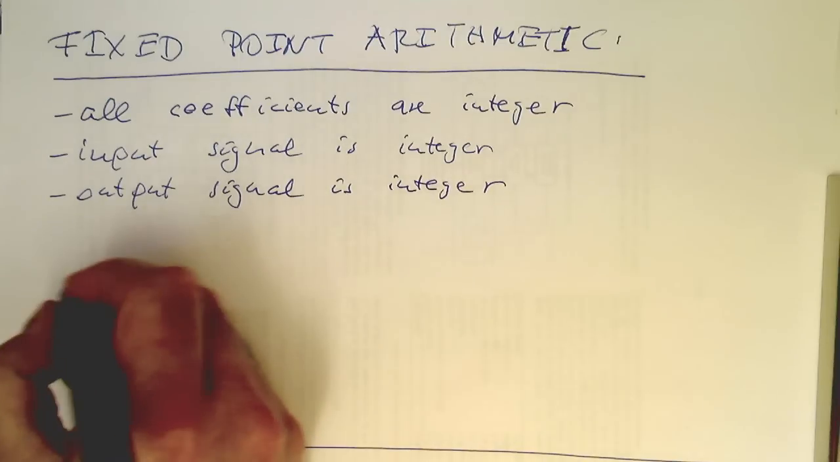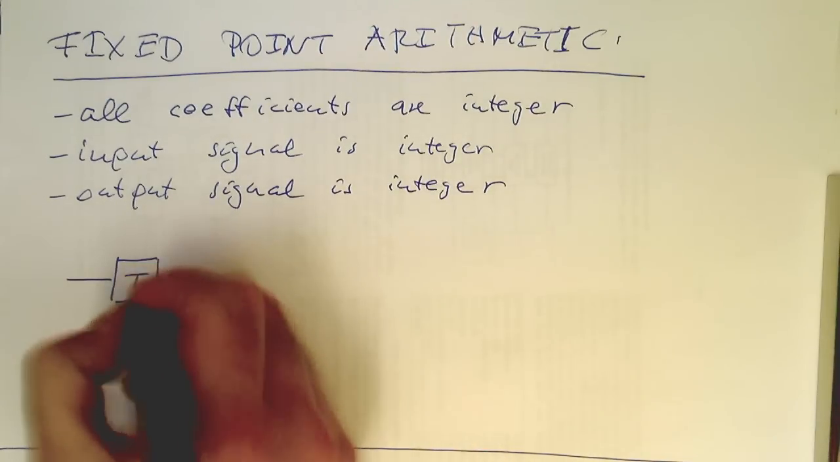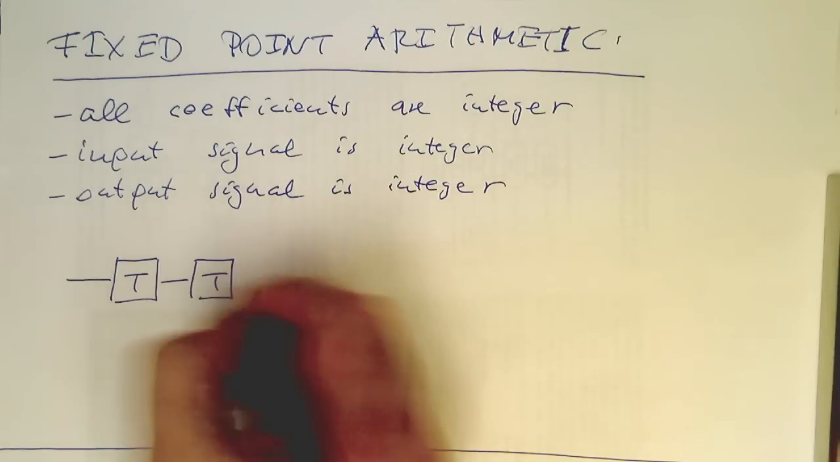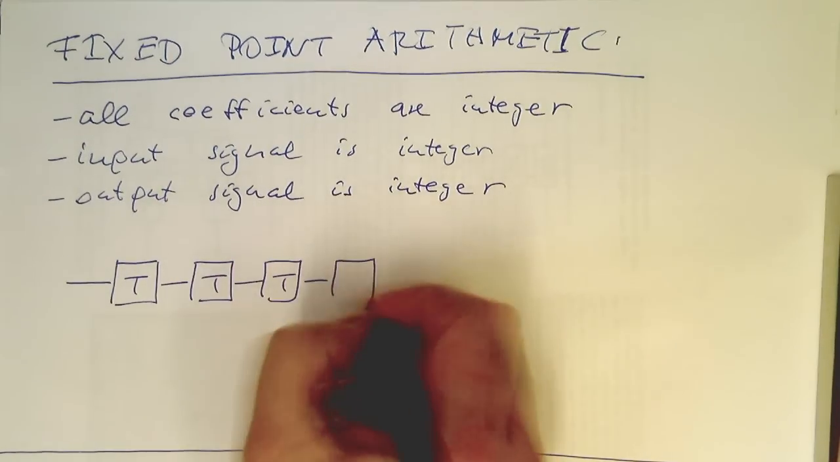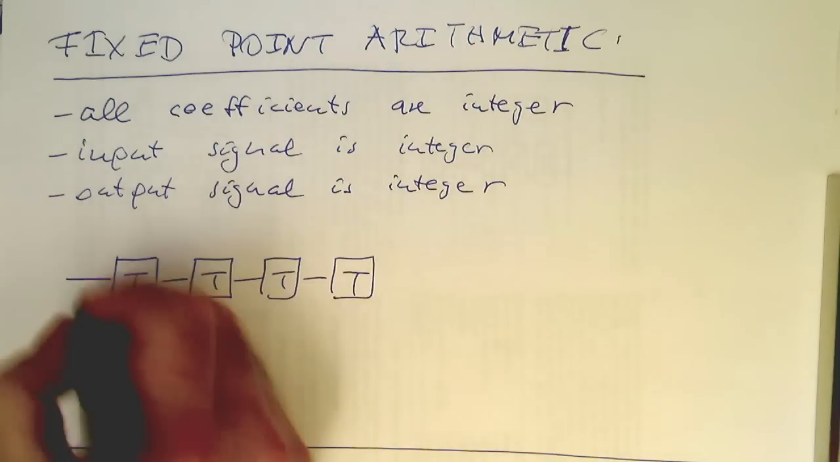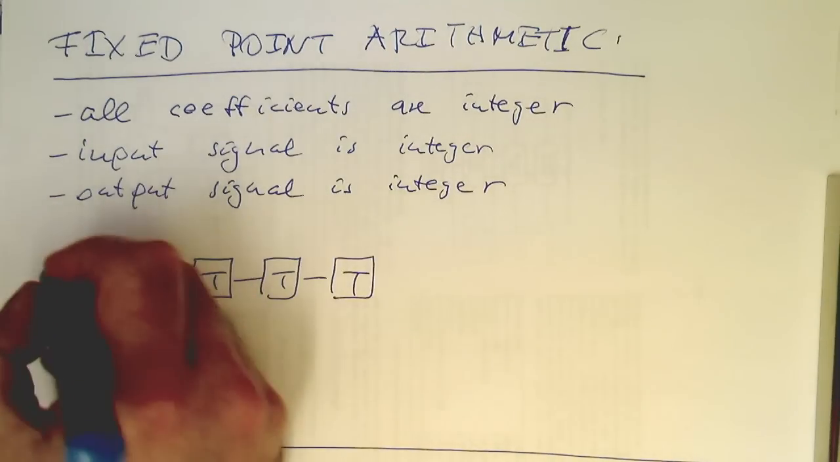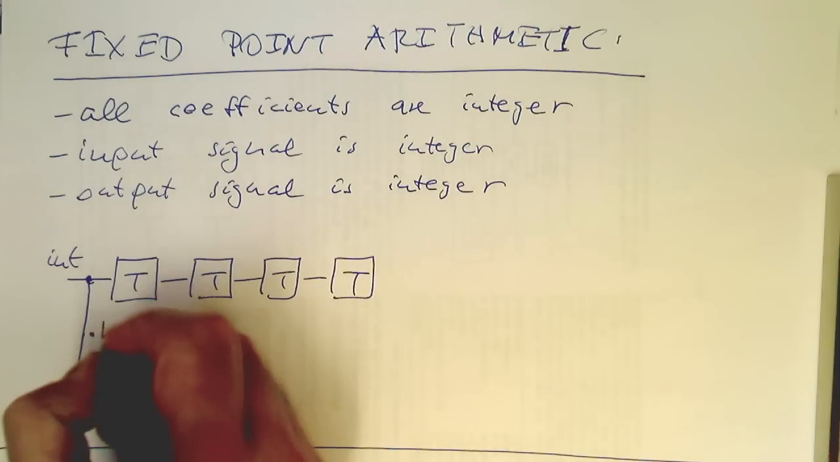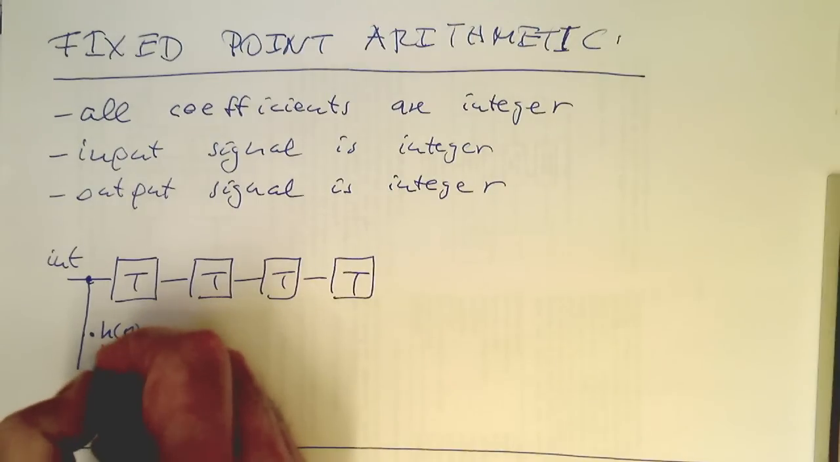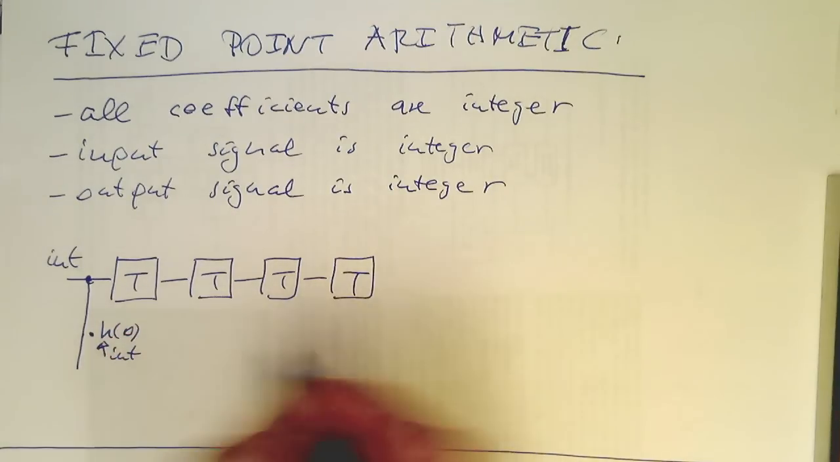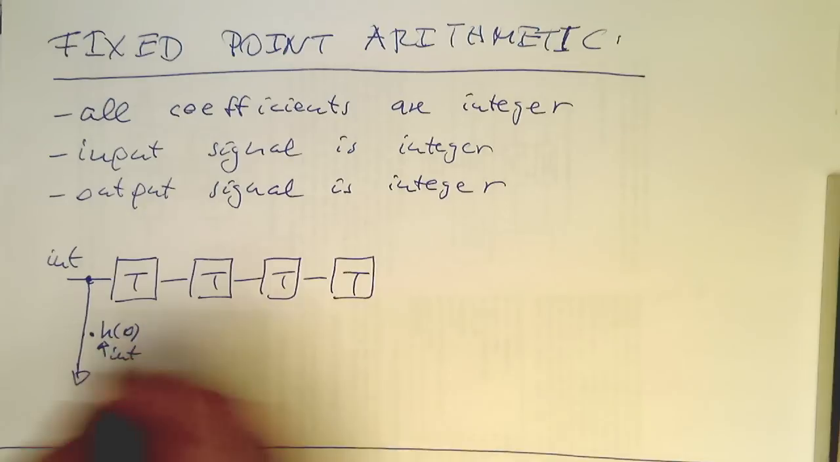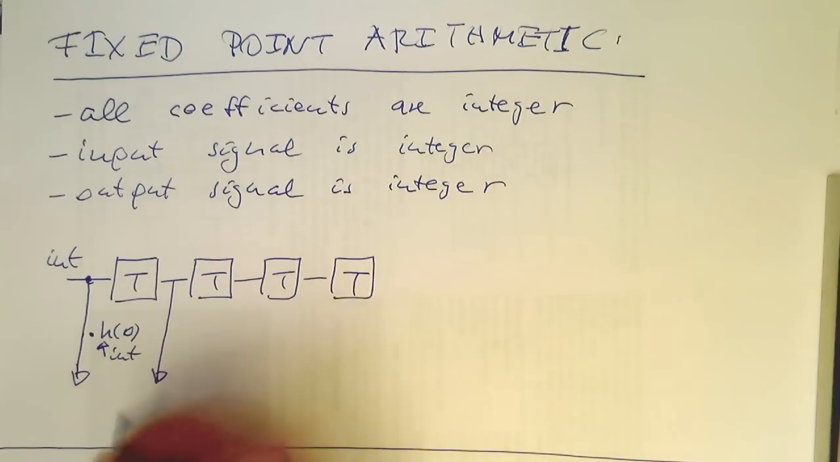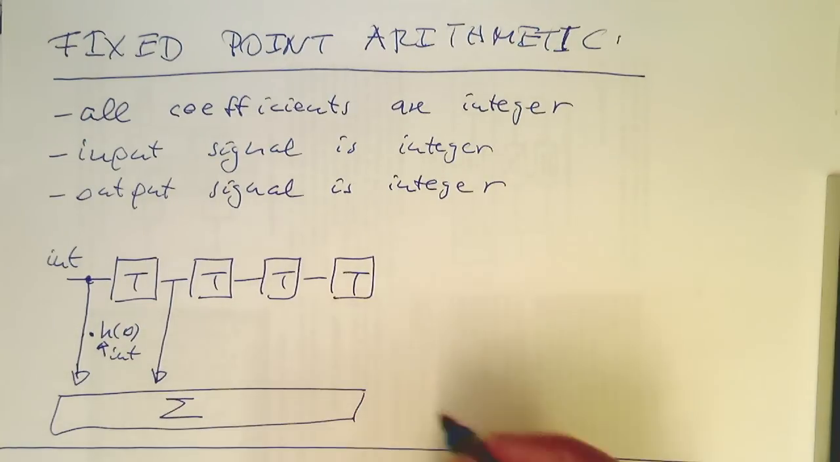So if we're looking at our FIR filter, so that's t, our delay steps here. So then the input here is integer, and then we multiply this here by our coefficients here, and that one is then also an integer, and so on, and then we just sum this up and get the integer out.